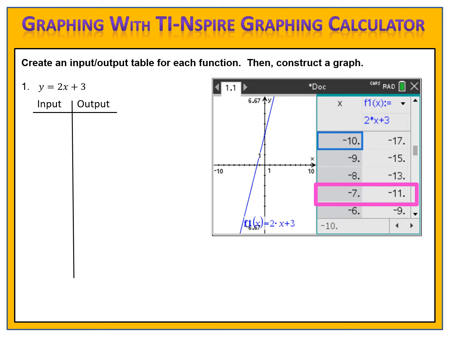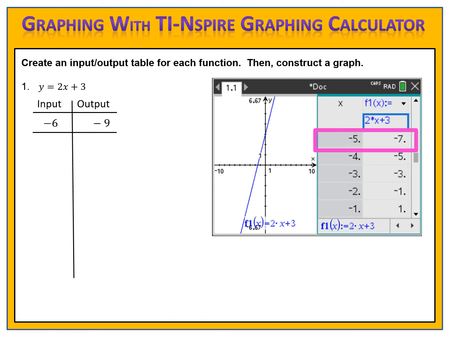-7, -11. -11 will not fit on this graph. The outputs can only go from -10 to +10, so I'll skip that point. -6, -9. That'll fit. The numbers are between -10 and +10, so I write them in my input and output table, and then I arrow down to the next one.